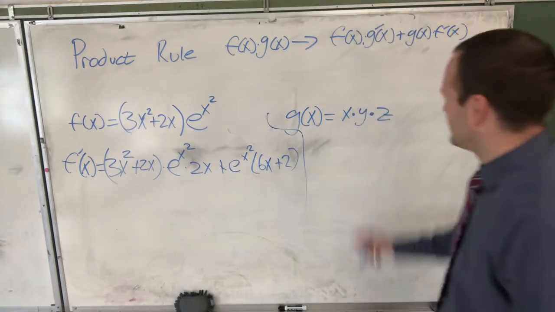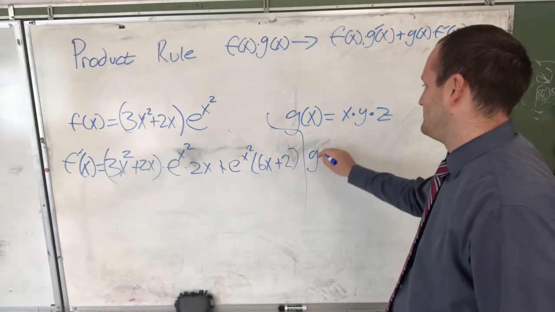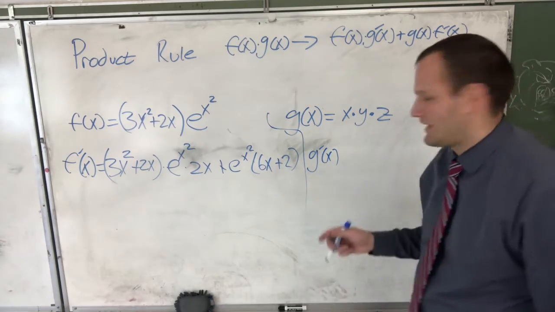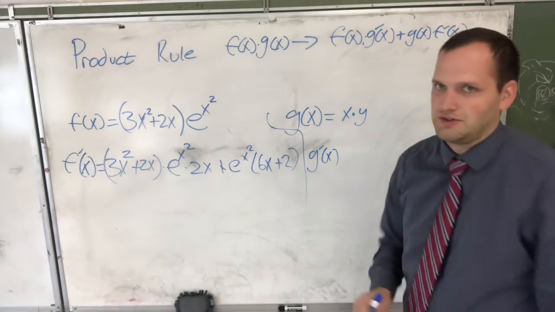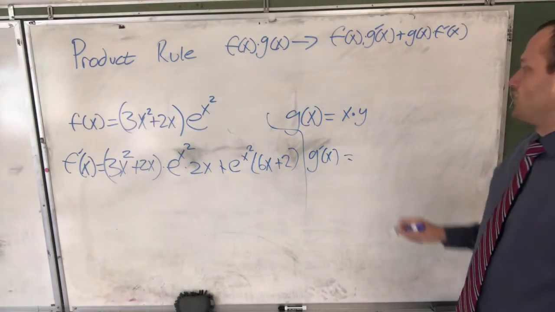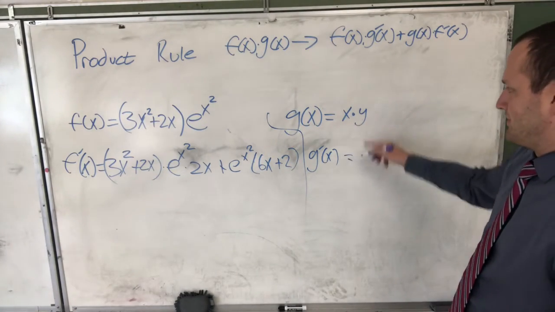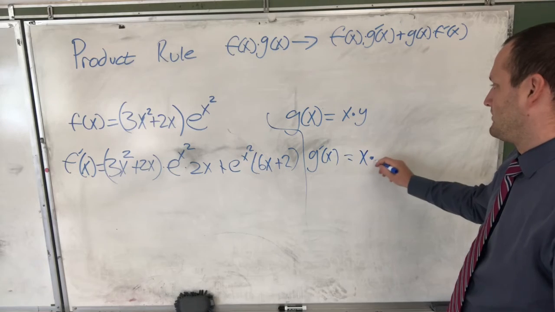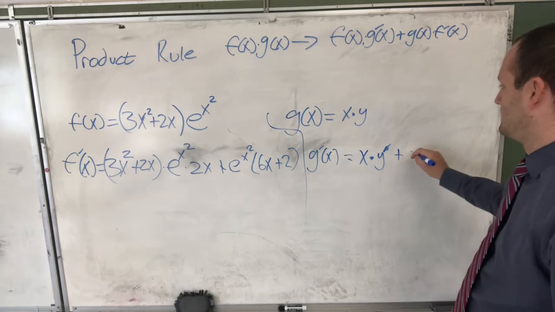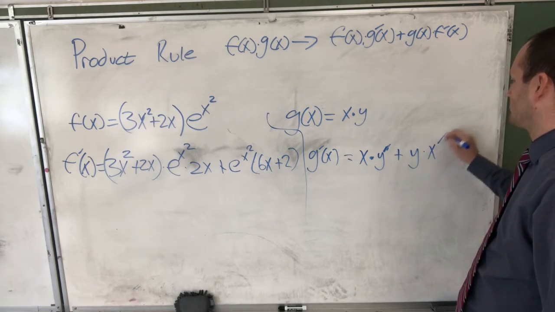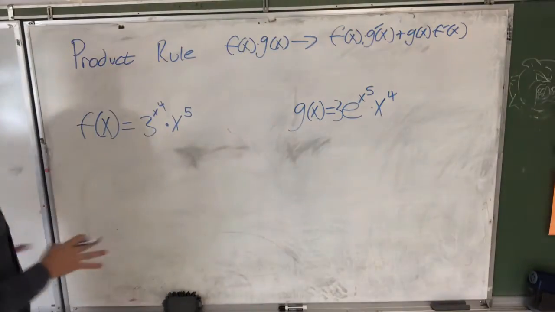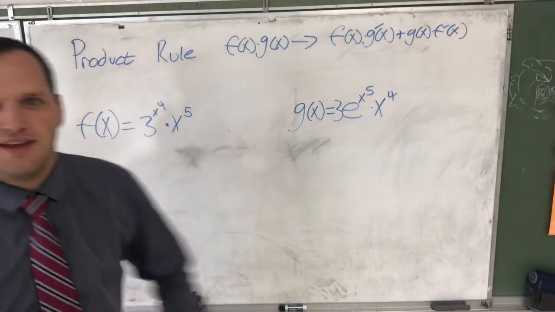Alright, well let's look at it now with this one. So we want to find g prime of x. Well, we know that it's the first times the derivative of the second. Sorry, just 2 variables right now. We'll do 3 maybe later this year. So x times y prime plus y times x prime. That's it. Okay, we've got 2 problems up here. I want you to give them a try. On your mark, get set, go.